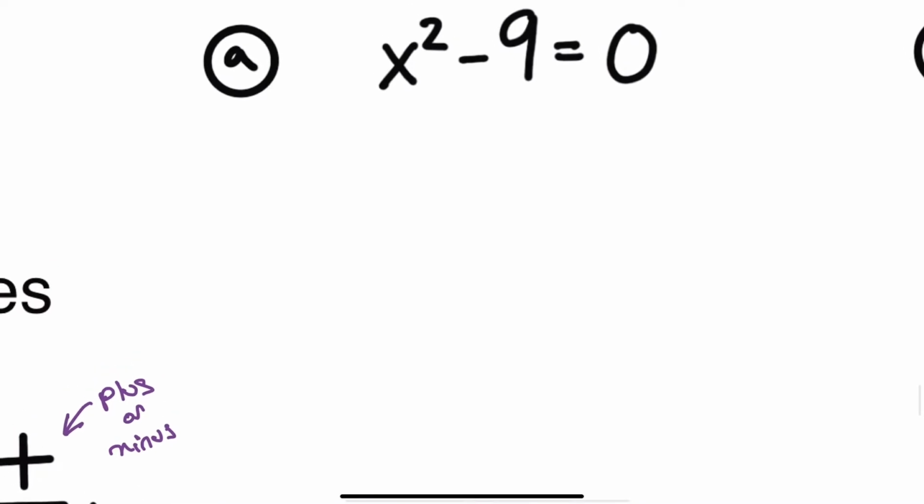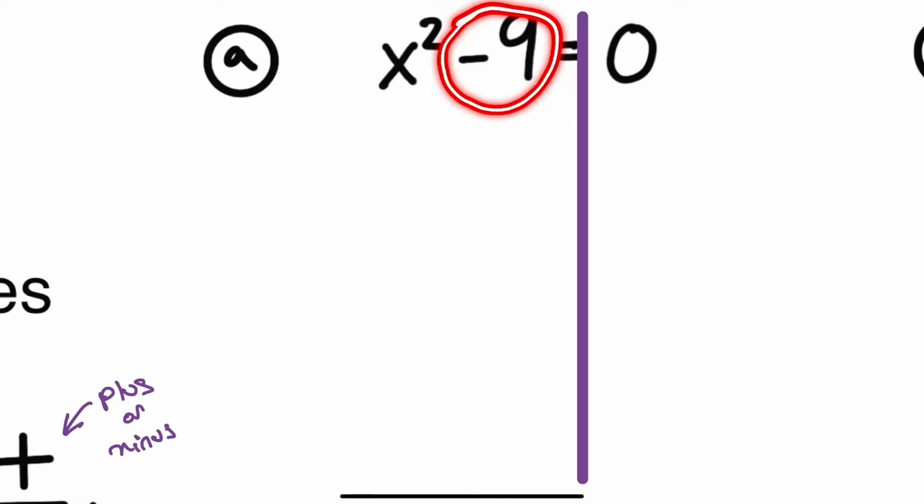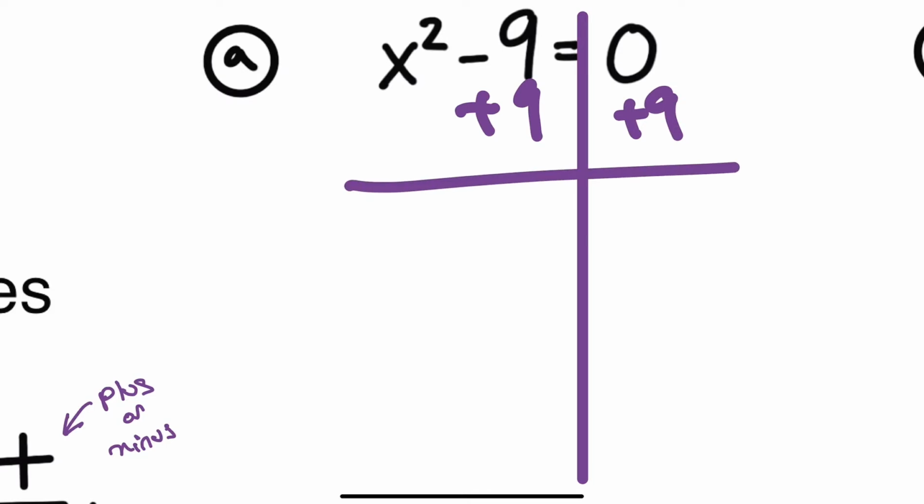Let's go for A first. We're just going to follow the steps just like it says. All right. Step number 1 was solve for x or isolate the variable. So to do that, I know I'm going to split up my equation. I need to get x by itself, so this minus 9 is in my way. To get rid of that, I'm just going to add 9 to both sides. Cool. We got x squared equals 0 plus 9, which is just going to be 9.